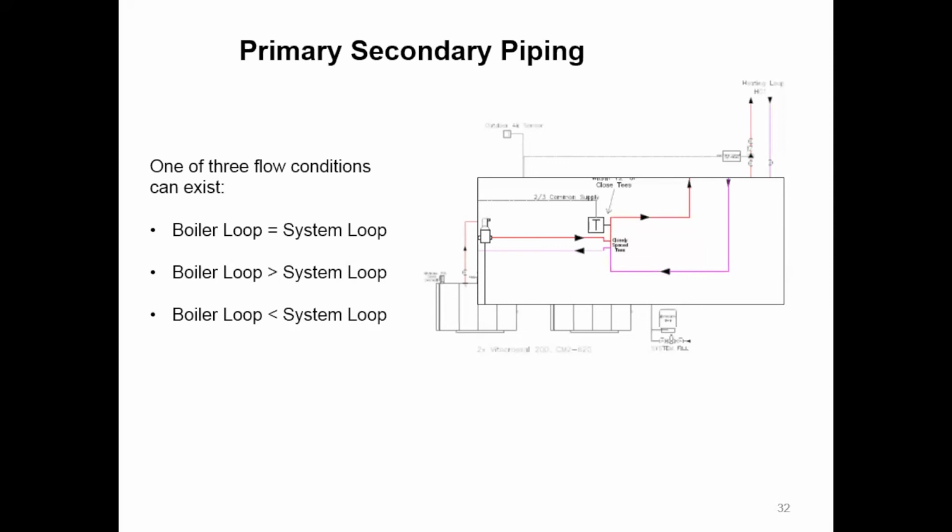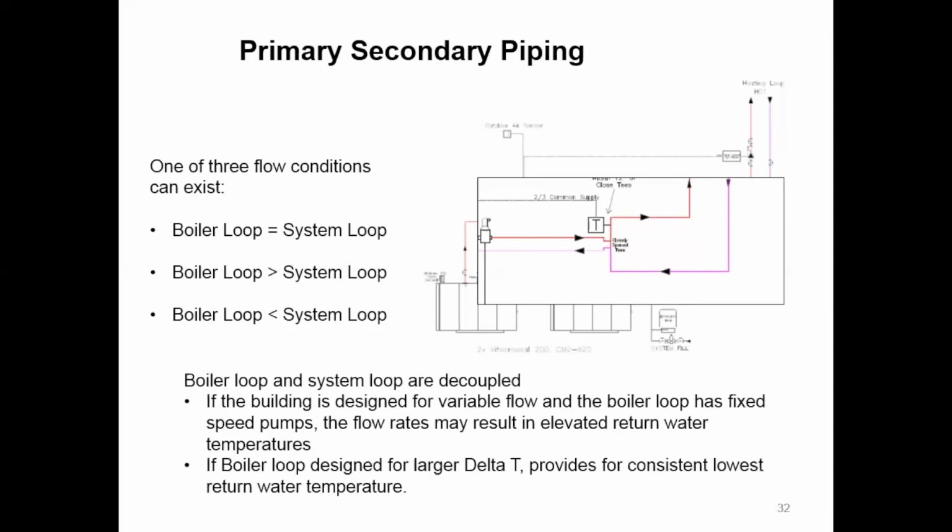Now, one of the things that can be done to help minimize this, potentially it could also eliminate it depending on how many boilers are in the package, is I don't have to run the boiler loop at the same flow rate as my system loop. So if I design the boiler loop for a higher delta T, at a higher delta T, I'm going to have a lower flow rate for the same amount of BTUs per hour being deposited in the water.